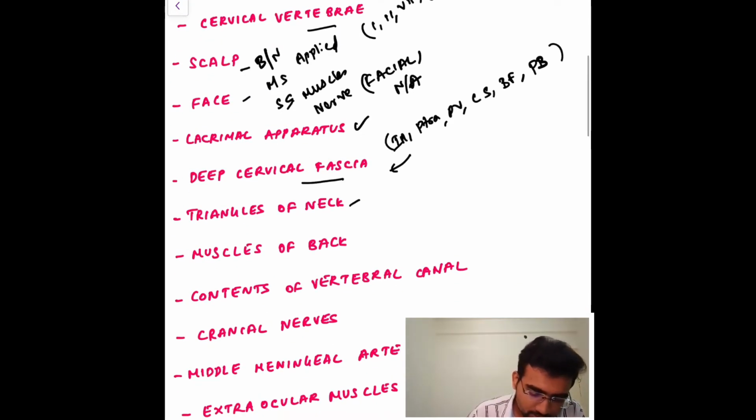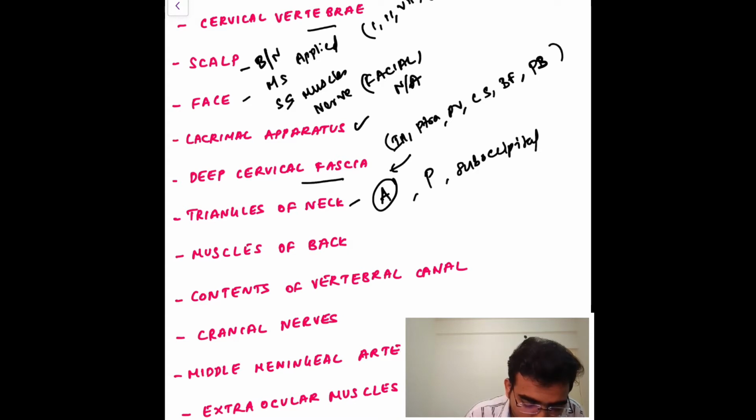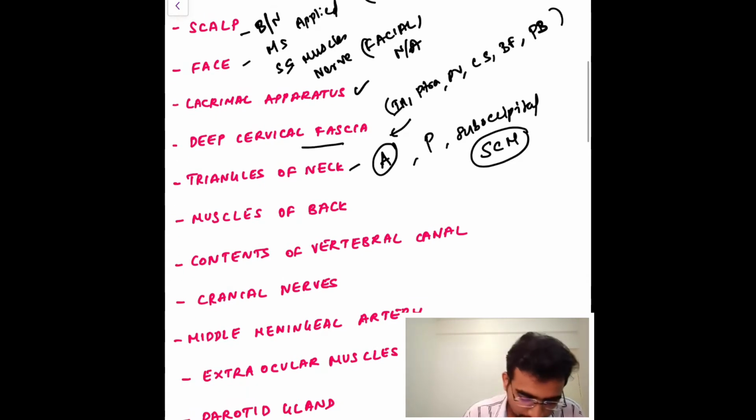So coming to the triangles of the neck, you should know about the anterior triangles, the posterior triangles, and the anterior triangles again as your submental and digastric triangles, the posterior triangle, and then the suboccipital triangles. The triangles of the neck are very important, and in the triangles you should also read about the sternocleidomastoid muscles.